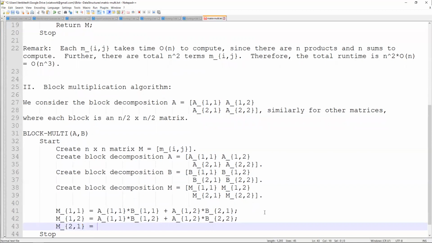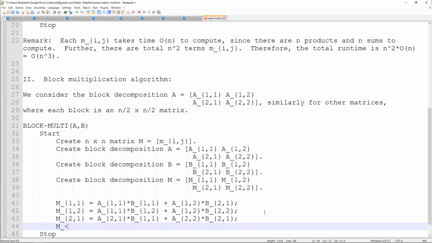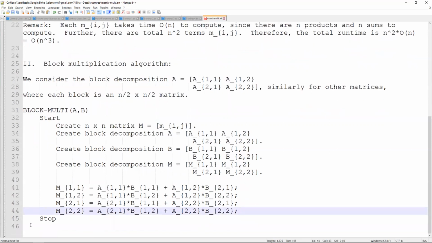Then the second row of blocks is A21 B11 and then the last block into 2, A21 times B12 plus A22 times B2, right? This is not just the formula, this is the actual commands that you give in the algorithm.